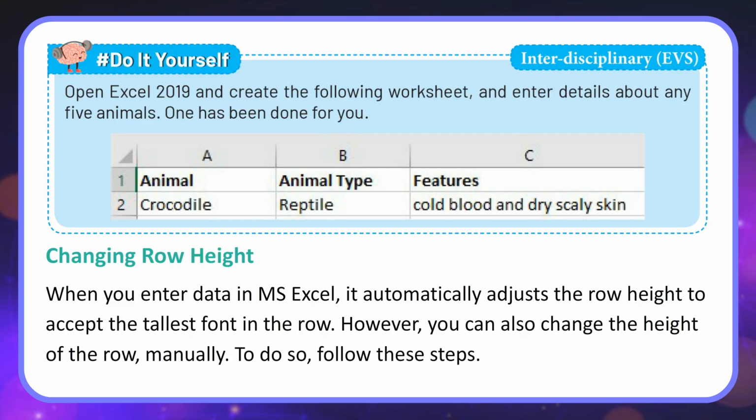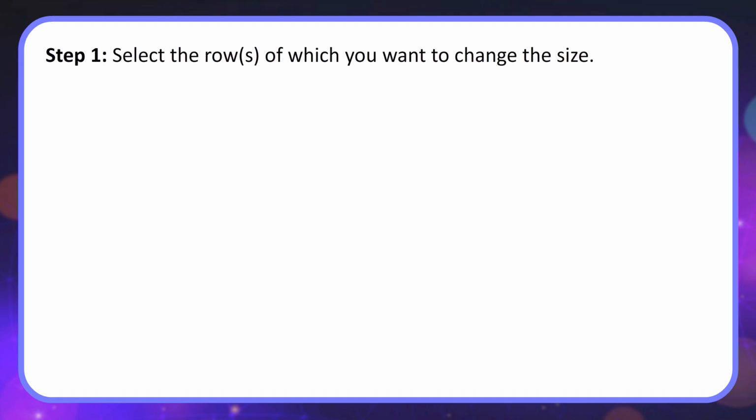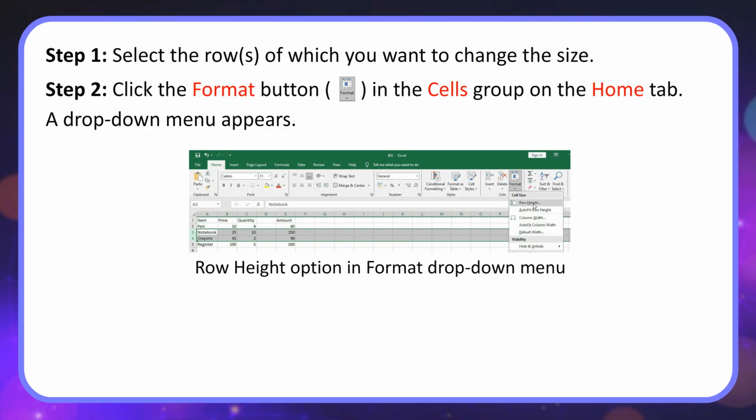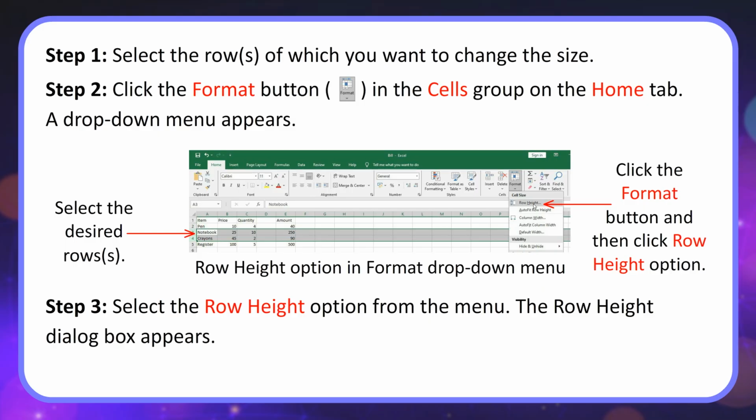To do so, follow these steps. Step 1. Select the rows of which you want to change the size. Step 2. Click the Format button in the Cells group on the Home tab. A drop-down menu appears. Row Height option in Format drop-down menu. Select the desired rows. Click the Format button and then click Row Height option. Step 3. Select the Row Height option from the menu.